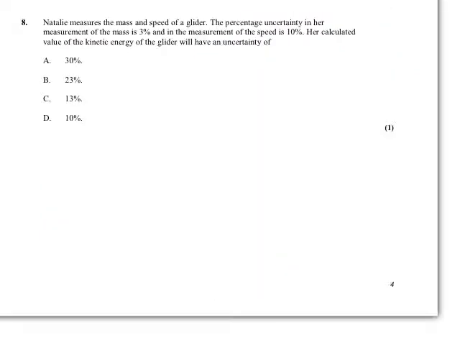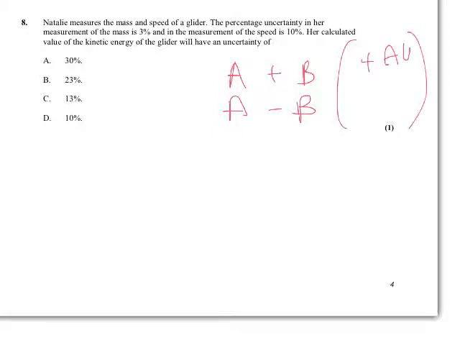Question number 8 is to do with percentage uncertainties. Remember, just a quick revision: when you add or subtract quantities, you add the absolute uncertainties. But if you're multiplying or dividing, you add the percentage uncertainties. Now, what is the relationship we're looking at?